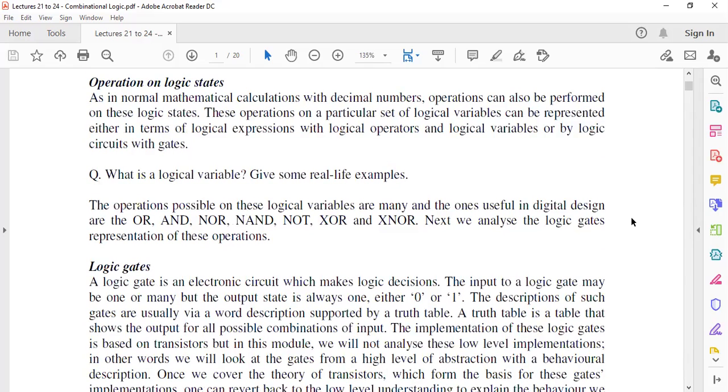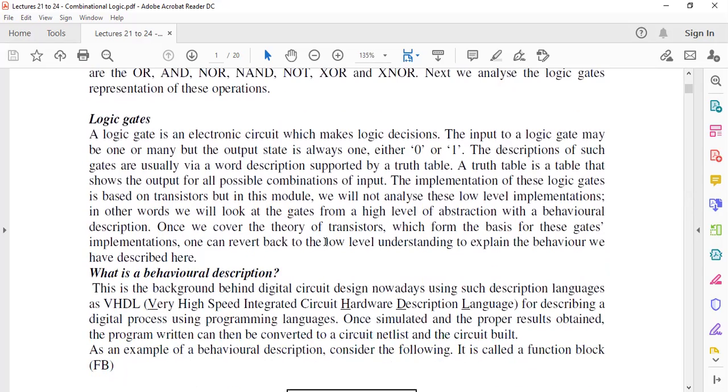Now, what are the logic functions that we can do on these binary variables? They're listed here. We have the OR function, the AND function, the NOR function, and NAND, NOT, XOR, and XNOR, which we're going to look at subsequently.